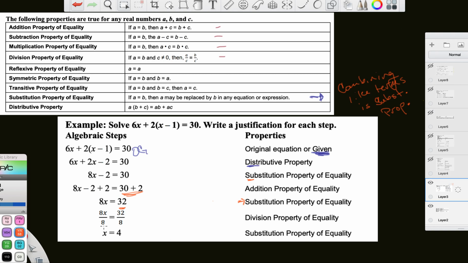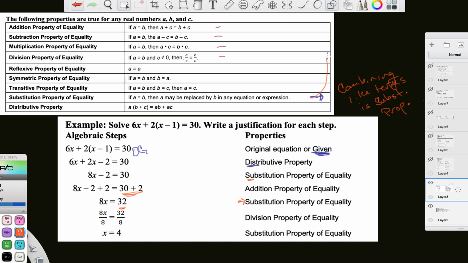Second to last, what did we do? We divided by 8 on both sides. That's the division property. And x equals 4. Again, we've just done the math. So substitution, combining like terms or doing the math, you know.